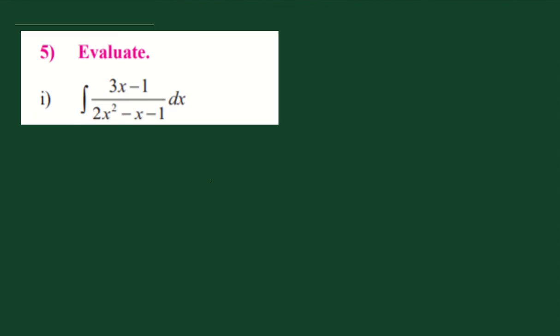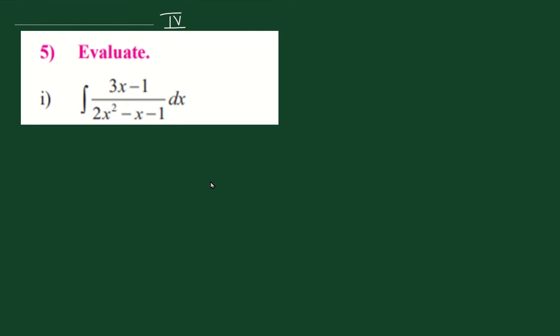Now we go on to the fifth question. It is actually question number 4, Roman 4, this way. Roman 4, the fifth question, that is evaluate. In the fifth question, the first sum is integral of 3x minus 1 upon 2x square minus x minus 1. So we come to the last question of the miscellaneous exercise 5 actually.